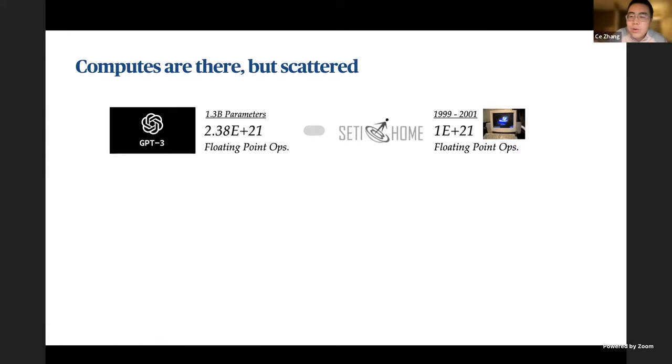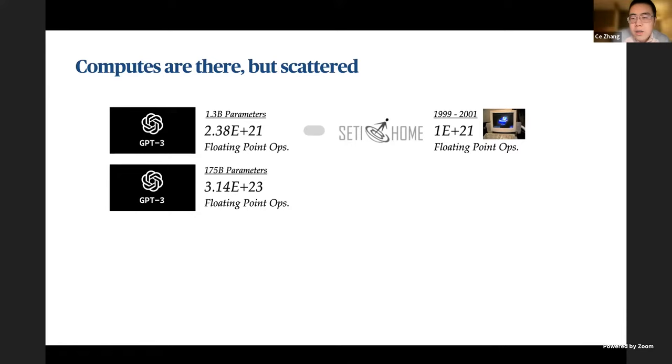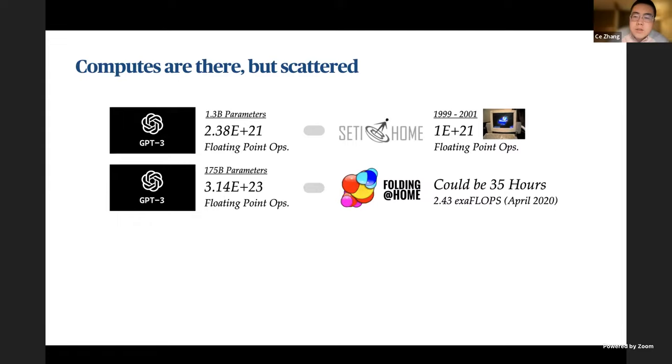For bigger models, you need more compute. But on the other hand, look at this amazing volunteer project called Folding at Home. Last year, when people tried to combat COVID, it was actually the biggest supercomputer in the world. It had enough compute in floating point operations to train the biggest GPT models in maybe less than 2 days. So essentially, I would argue that as a community, we are not really lacking compute.